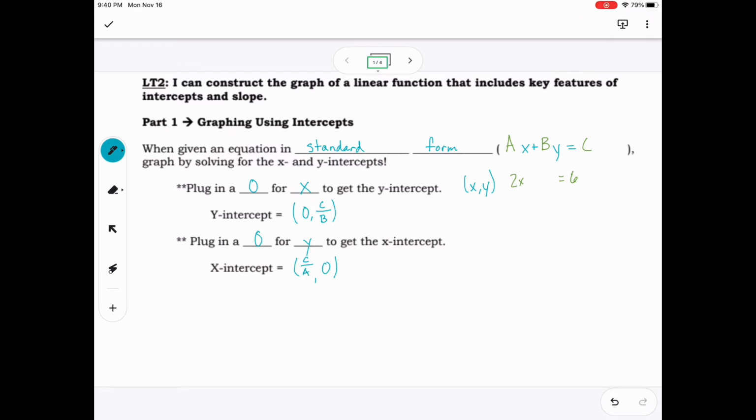Now, sometimes it'll be a fraction, sometimes it won't. Just know that you're going to get 2 ordered pairs. That's the key here. 2 ordered pairs is what you want. Okay? So if you do not get 2 ordered pairs, then you have made a mistake. And so you need to go back and check your work. Okay? So let's put this into practice.